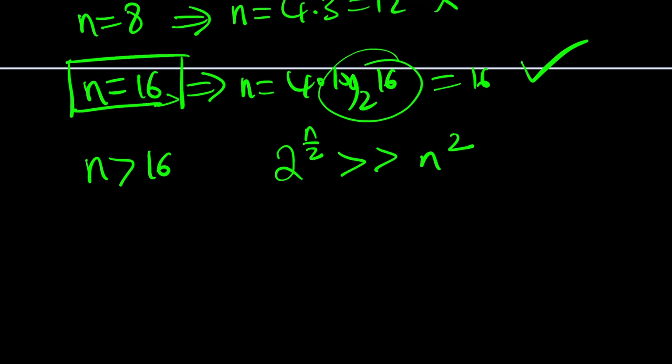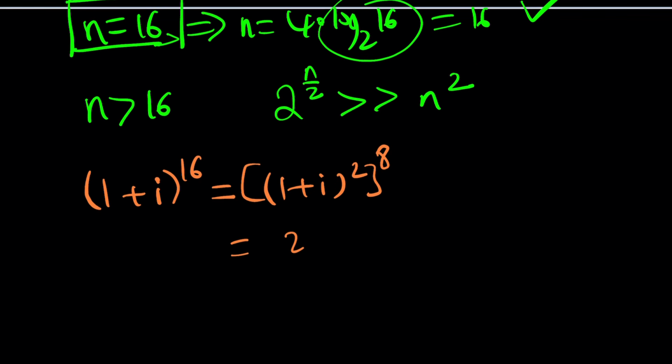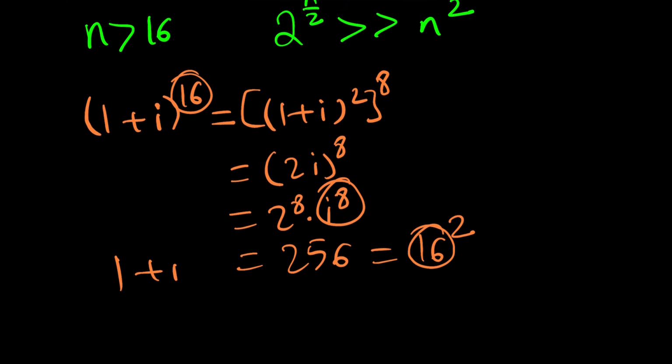Now, let's go ahead and check it out. If you plug it in, 1 plus i to the power 16. One thing to keep in mind, squaring 1 plus i is actually fairly easy because it'll give you 2i, and then from there you can proceed. So let's break it down like this. This will be 2i to the 8th power, and that'll be 2 to the 8th power times i to the 8th. As you know, 8 is a multiple of 4, so this is going to be 1, and this is going to be 256, which happens to be 16 squared. So as you can see here, n equals 16 satisfies this equation.